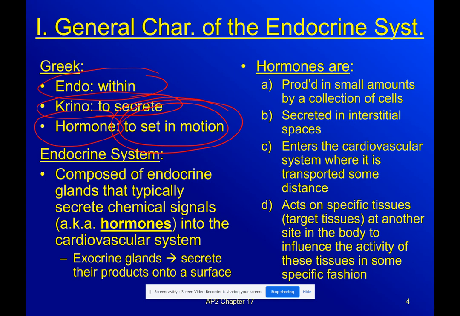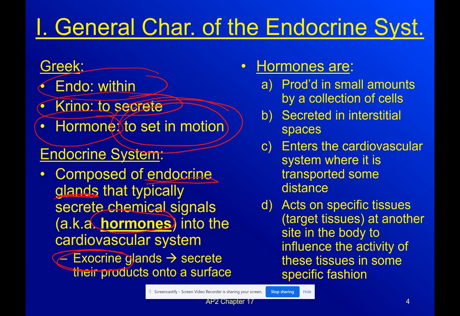The endocrine system itself is composed of, oddly enough, endocrine glands. They typically secrete chemical signals called hormones into the cardiovascular system. Endo refers to the fact that we're making a product but secreting it inside the body. Other glands are called exocrine glands, exo meaning exit. Your sweat glands are a good example. You don't sweat into your bloodstream, you sweat onto a surface. Your oil glands are another good example. That's why I have oily skin.